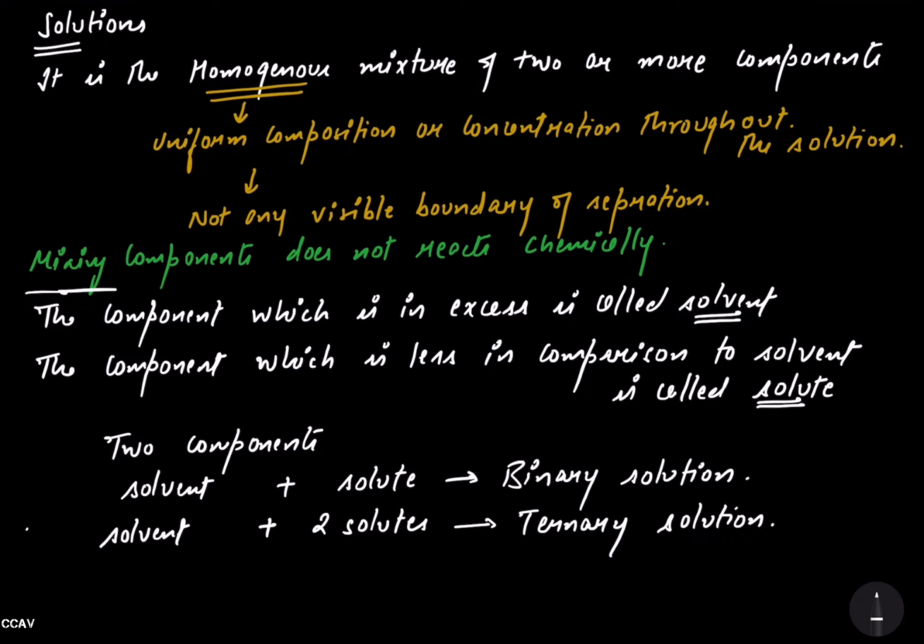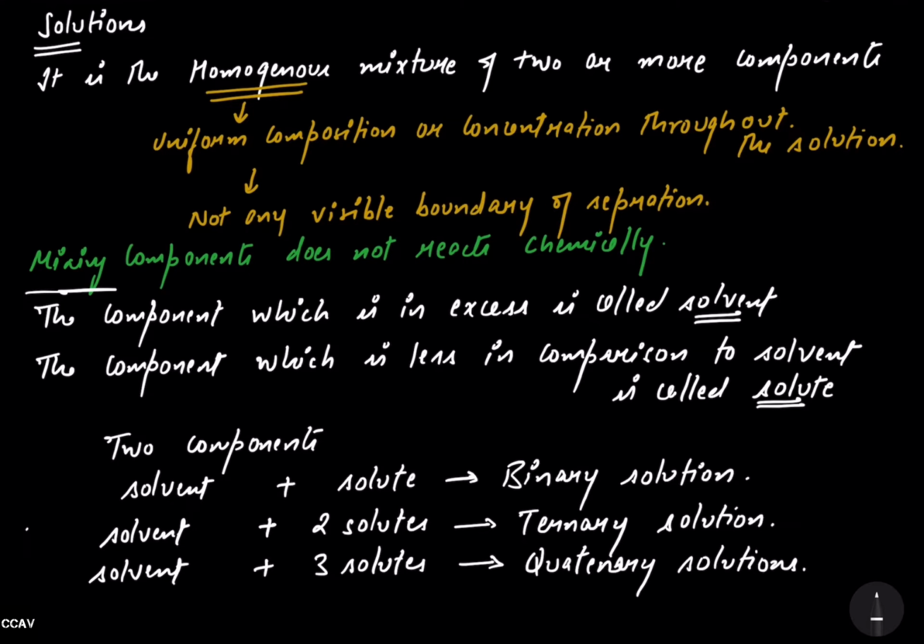My dears, when we have solvent plus three solutes dissolved in one solvent, we now have a total of four components. One is the solvent and three are the solutes. Then we call it a quaternary solution because we have a total of four components. That's called quaternary solutions.